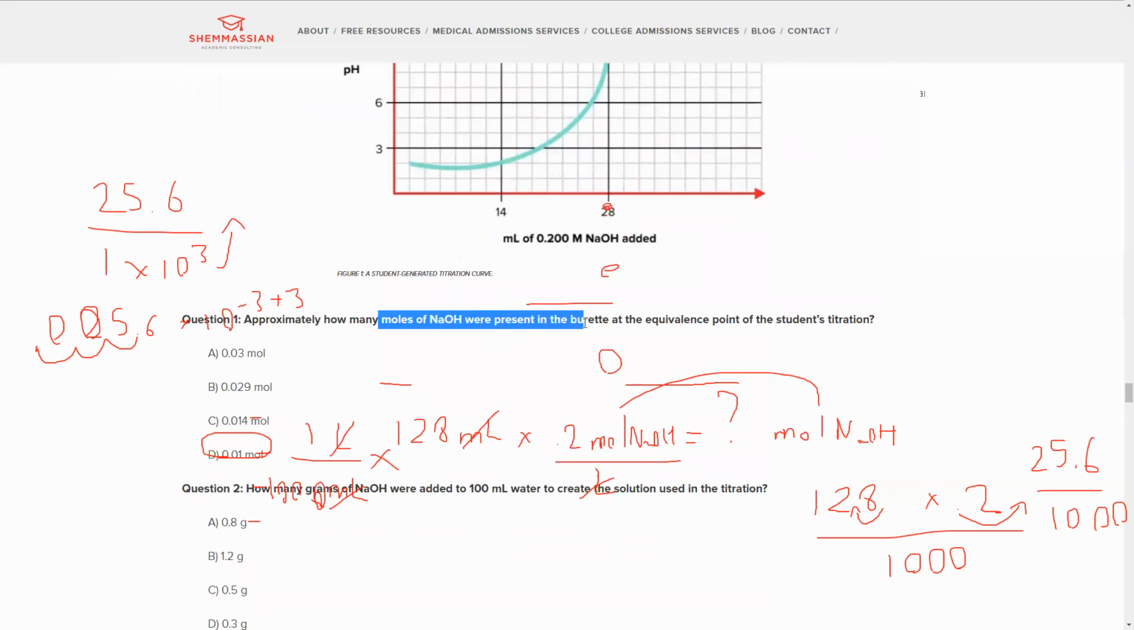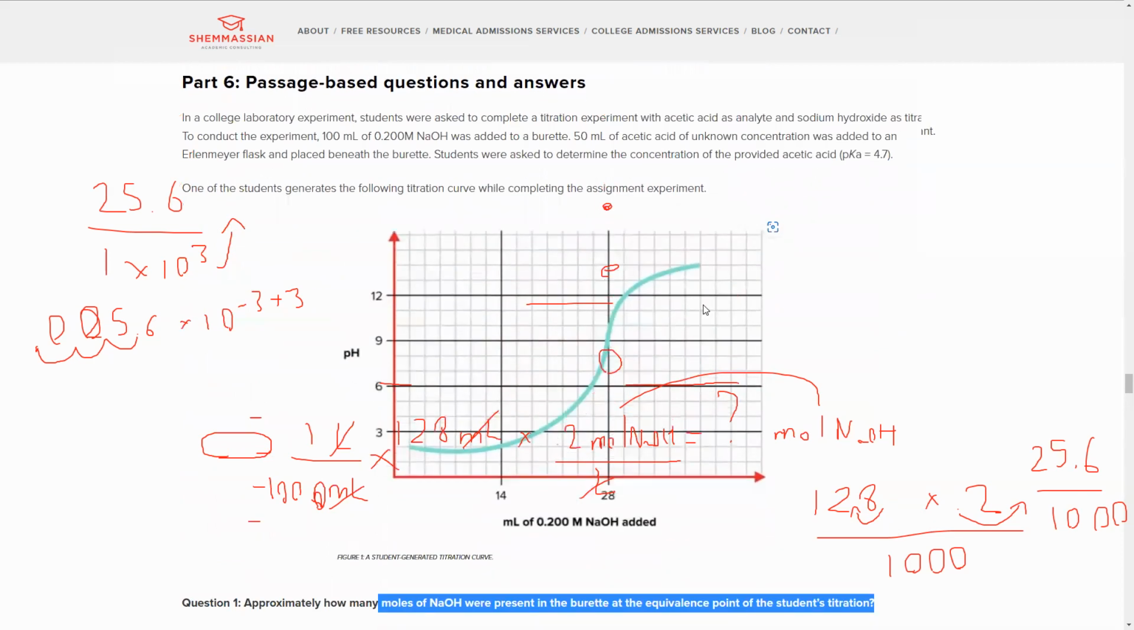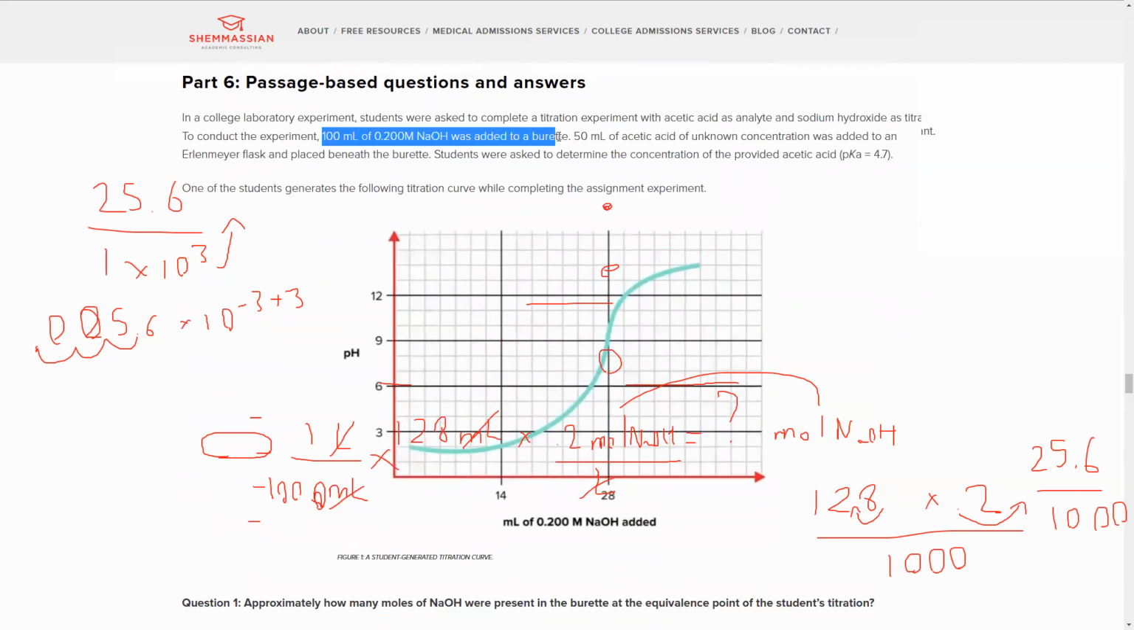How many moles were present in the burette at this point of titration? In the burette, 100 was added to the burette, but then this 28 added was to the flask, placed beneath the burette. So the 28 was dripping out of the 100 milliliters. So then the question asked how much is left in the burette.